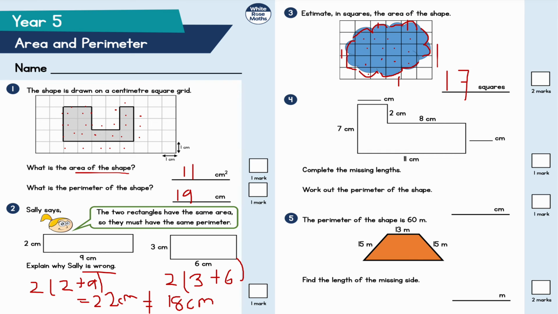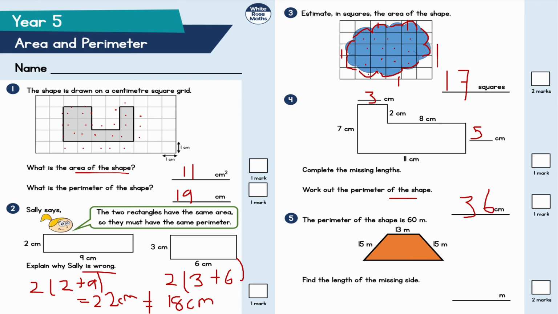Question number 4, complete the missing lengths. Well, that's 11, that's 8, that's going to be 3, I mean 2, that's going to be 5. Look at the perimeter of the shape. Perimeter is distance around the shape. So it's 11 plus 5, which is 16. Plus the 8 is 24. 24 plus 2 is 26. 29, and that's going to be 36, if you add up all those numbers.